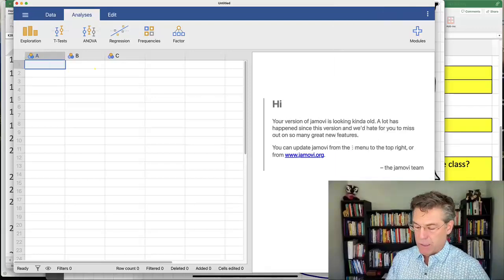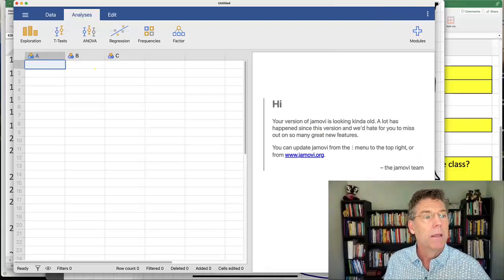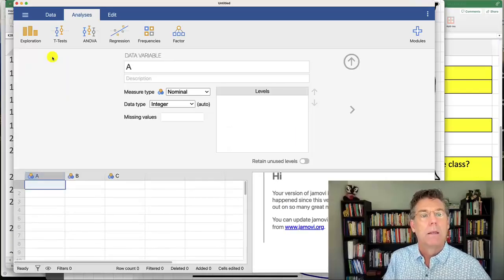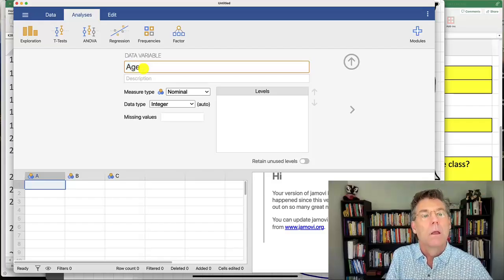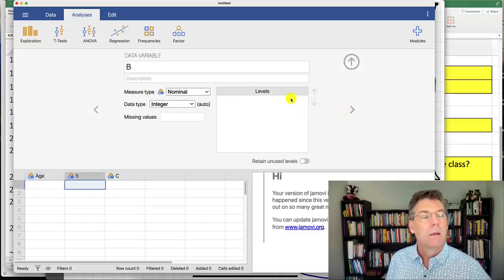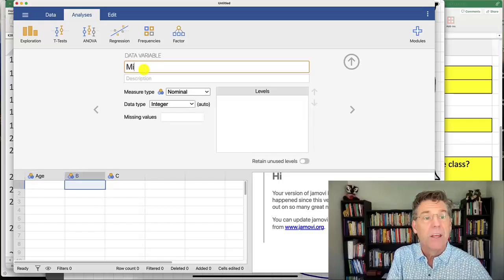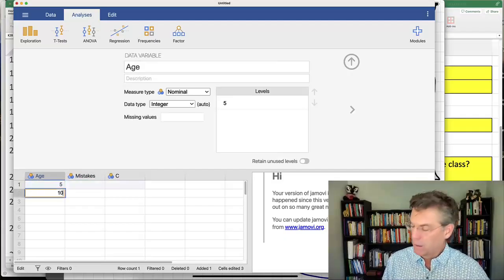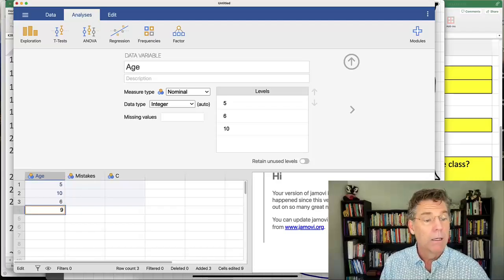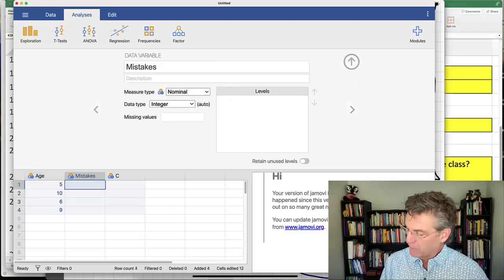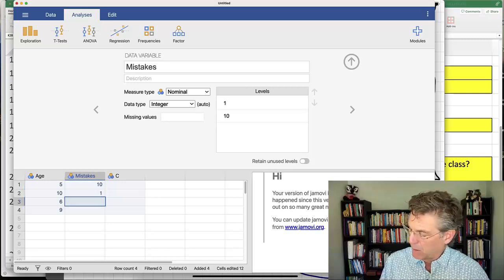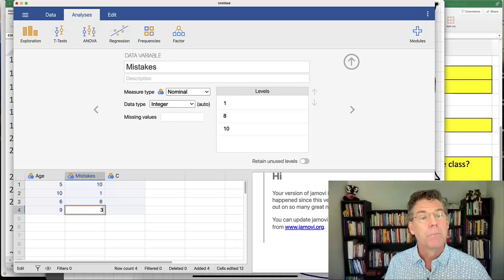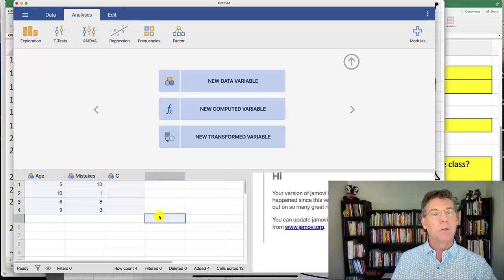Okay, so let's enter our data. We're going to make the age variable, and then column B will make our mistakes variable. Now my ages, I had 5, 10, 6, and 9. And then under mistakes, I had 10, 1, 8, 3. Okay, so now I've got my variables.